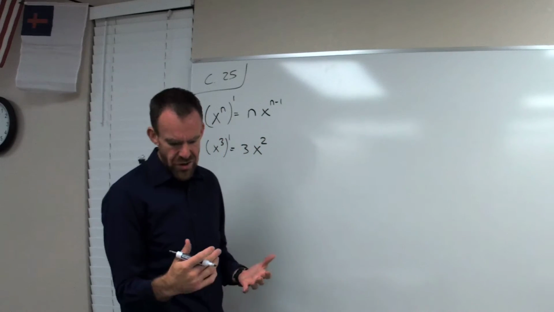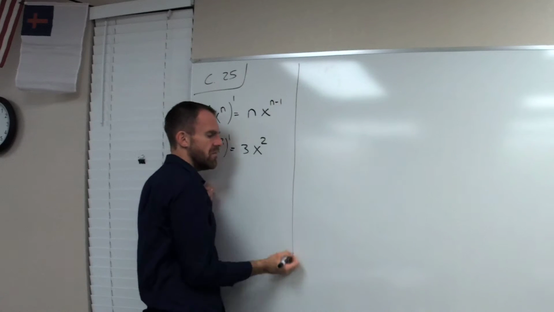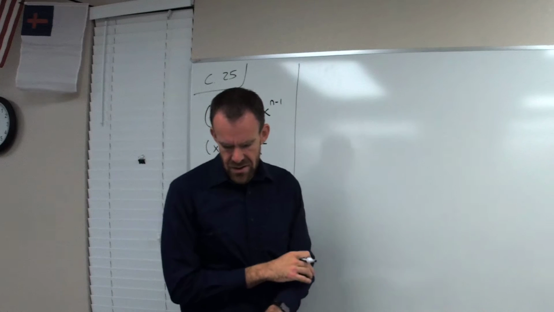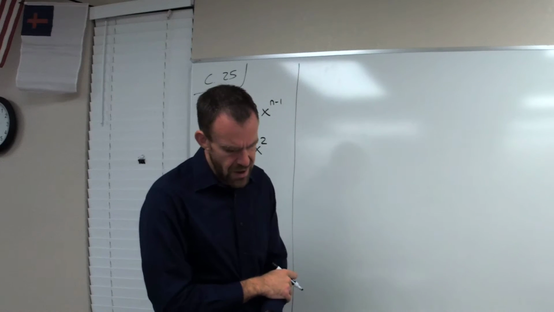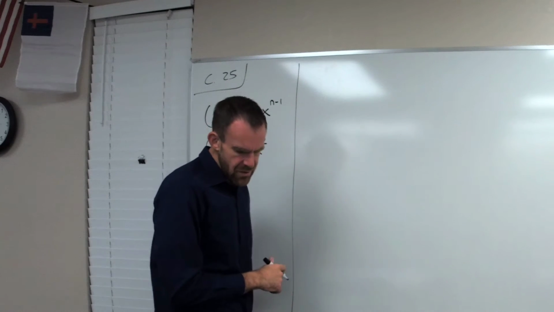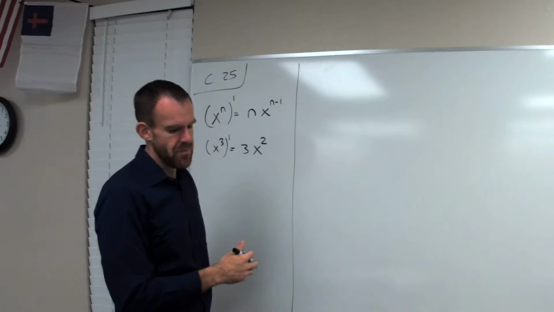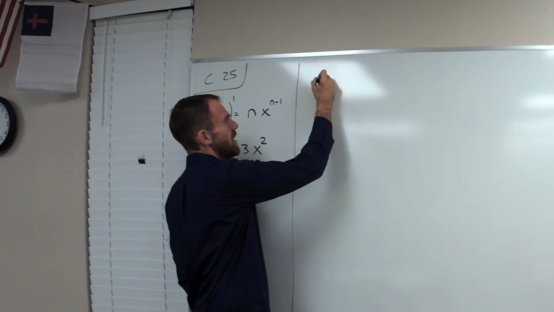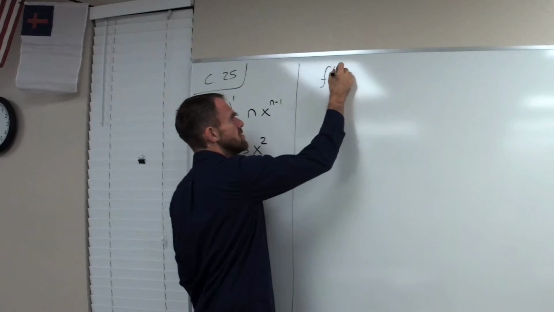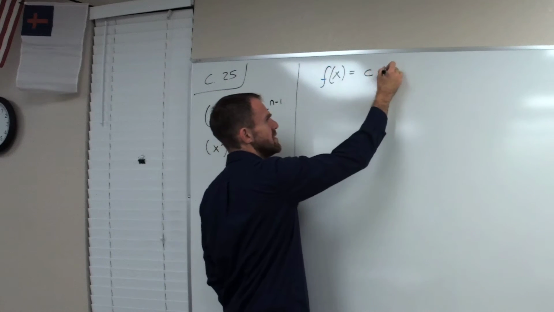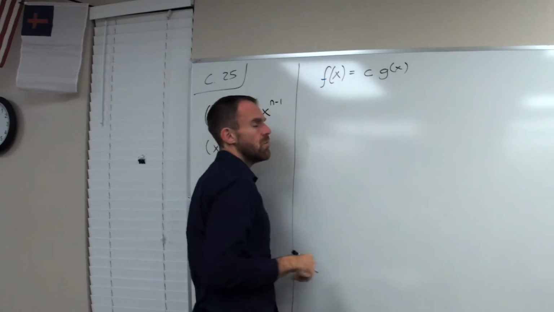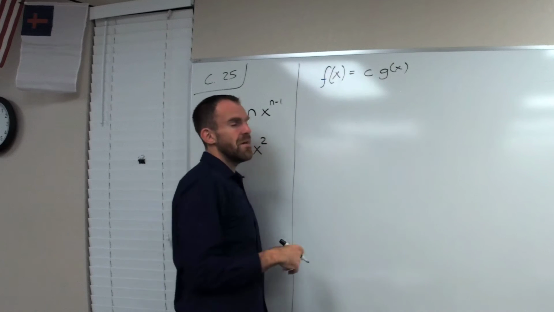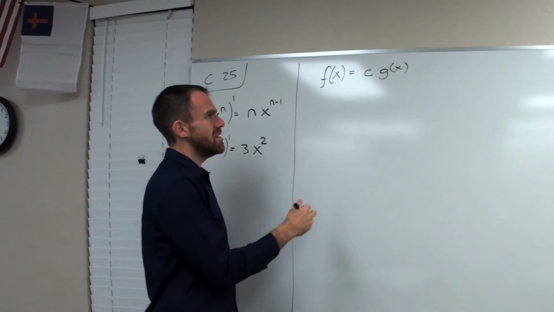Then we have 3x to the second, because n was 3. Now, today we are learning how to take the derivative of a function times a constant. Okay, so how do I do that? Well, it's actually pretty simple. And I am going to illustrate this by using a proof, of course. So let's say our function is some constant times some other function. We don't really care what g of x is, we just want to know how do I find the derivative and deal with that constant.